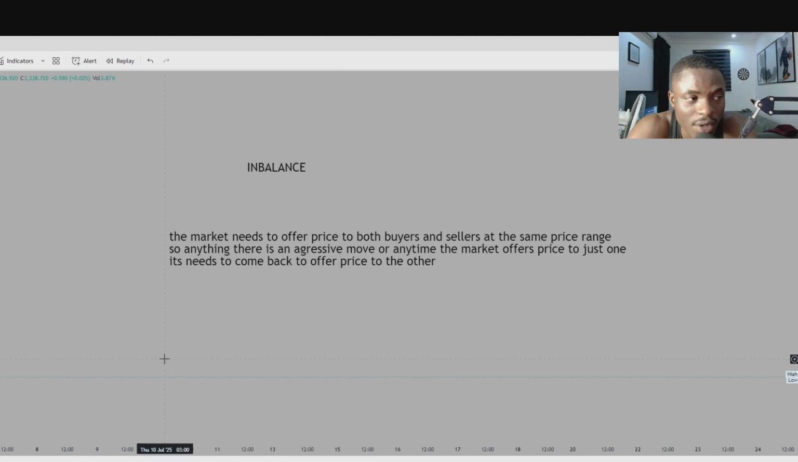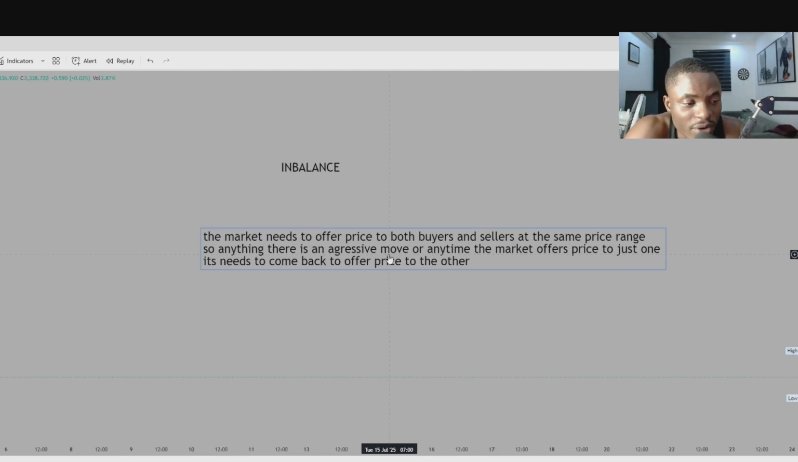An imbalance is an area where there is no equal offer of price. The market needs to offer price to both buyers and sellers at the same range. So anytime there is an aggressive move, or anytime the market offers price to just one, it needs to come back and offer price to the other.